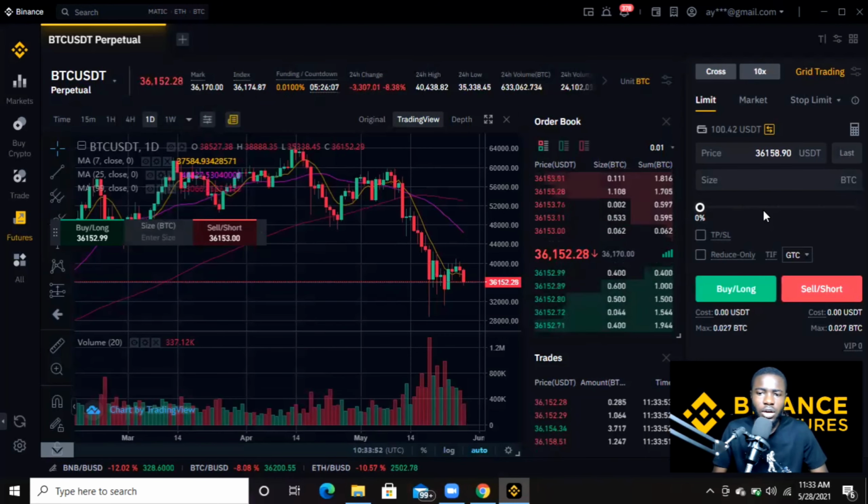So I want to talk about something right now. It's my best feature on the Binance Futures platform, and this feature helps a lot.